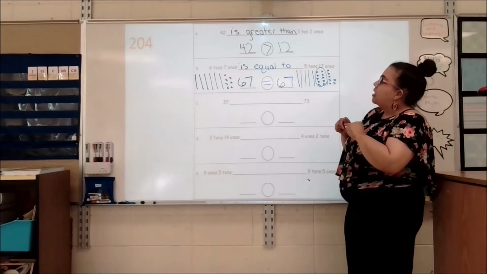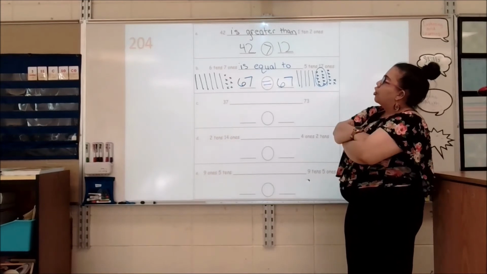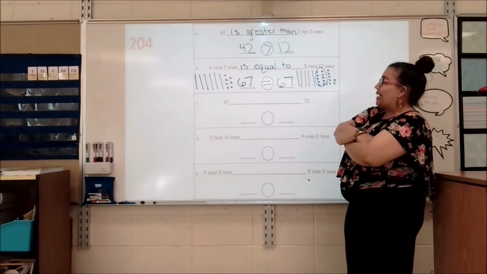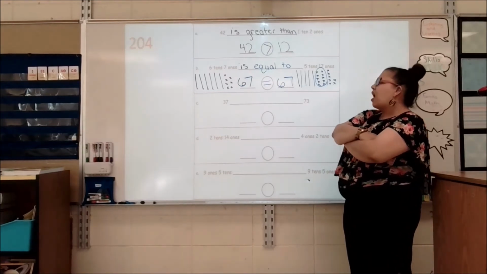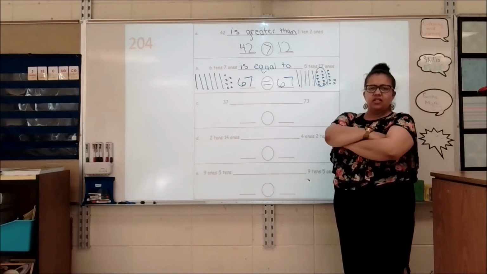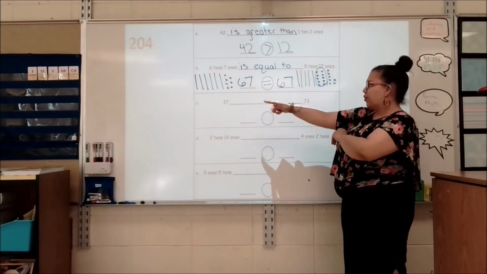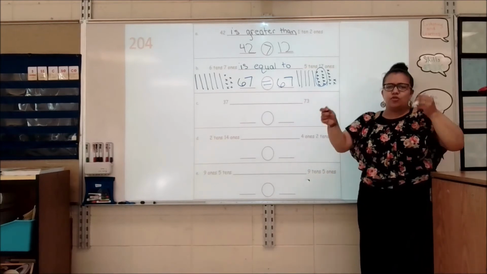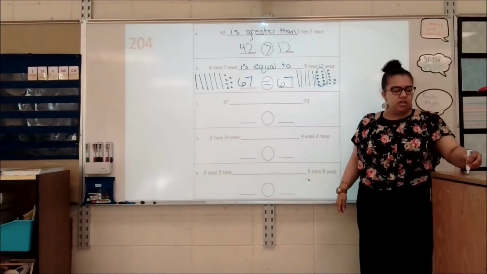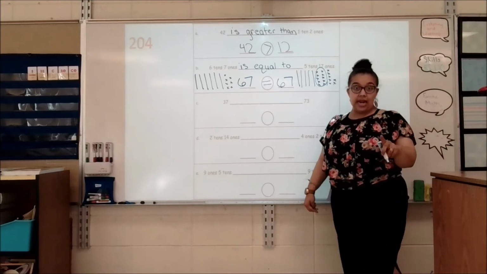All right, let's look at the next one. Letter C reads 37 blank 73. Oh, they're the same, right? It's a 3 and a 7, and a 7 and a 3. It's like adding, we just mix them up however we want to. They're the same, yes? Oh, they're not the same?